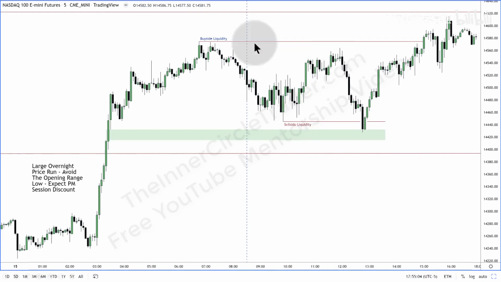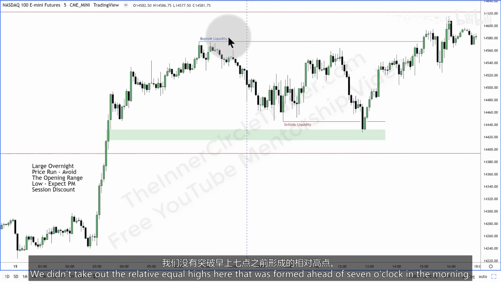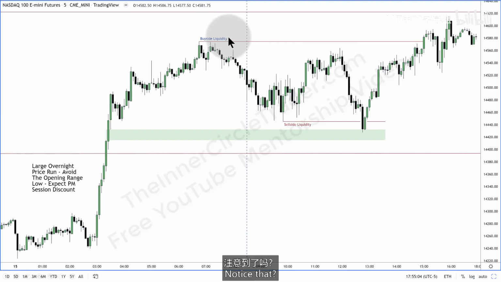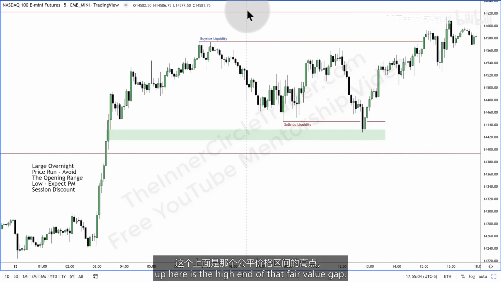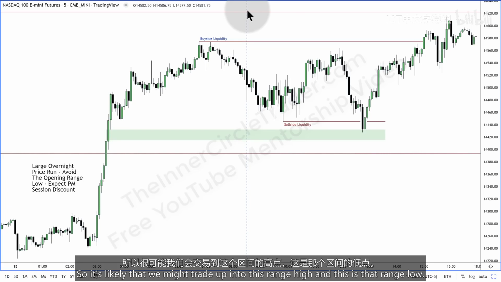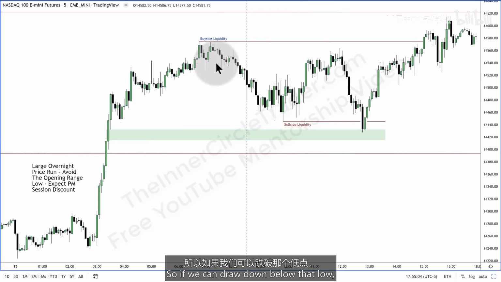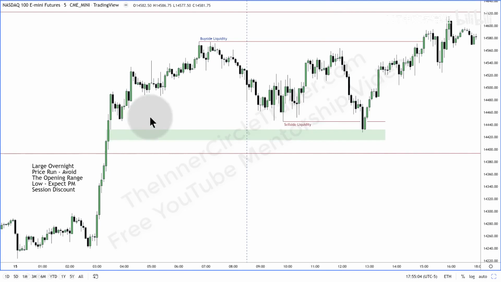Notice how we rallied up. We didn't take out the relative equal highs here that was formed ahead of 7 o'clock in the morning. Notice that? Now, this over here, we know this range up here is the high end of that fair value gap. Why do we know that? Because the 14th stopped trading and it had the indecisive candle in the daily chart. So it's likely that we might trade up into this range high, and this is that range low. So if we can draw down below that low, it was formed initially in the New York session.